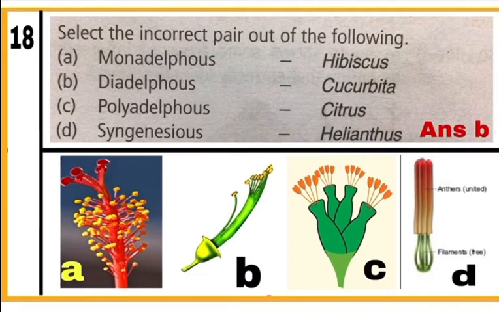Look at point B, diadelphous. Stamens here are in 2 bundles and example of it written is cucurbita. This is the wrong pair. Its example is pea and not cucurbita. Look at C, polydelphous. Stamens are in more than 2 bundles and example is citrus. This is the correct pair. And look at the last pair, syngenesious, where anthers are united but filaments are free and its example is helianthus. This is also the correct pair. So incorrect pair is B. Mark B as a correct answer.